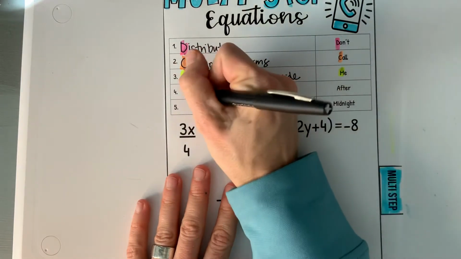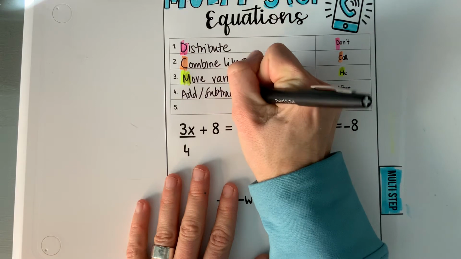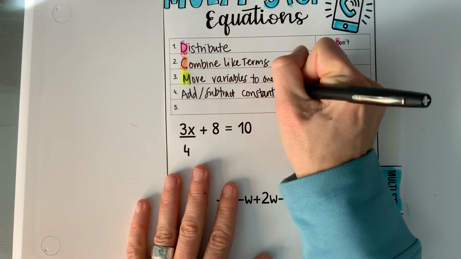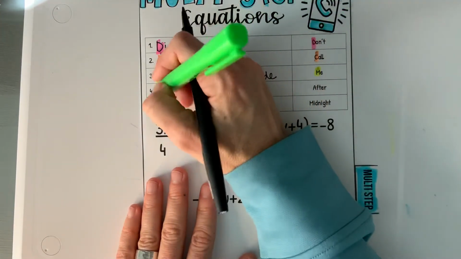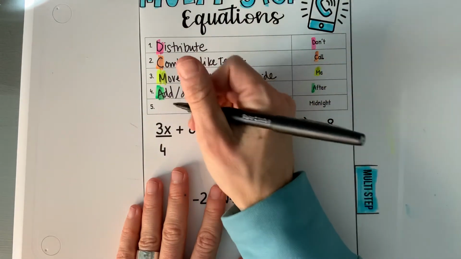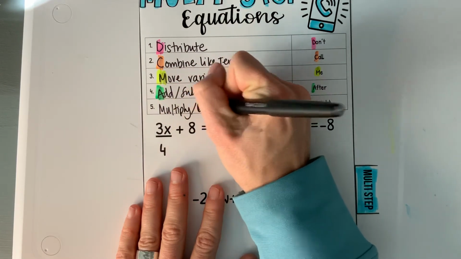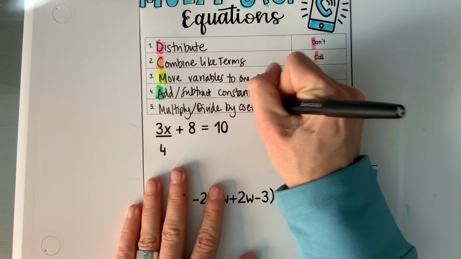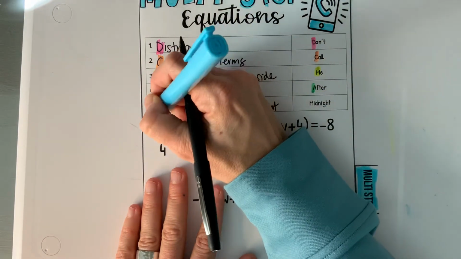Step four, you are going to add or maybe subtract by the constants. Okay, so A is for add. And then step five is multiply or divide by the coefficient. So M is for multiply.